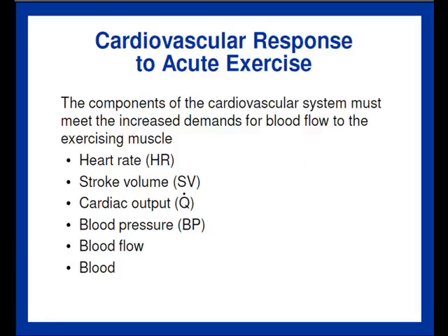Obviously, in terms of the cardiovascular response to acute exercise, the things that are going to change in terms of the increase in blood flow to the exercising muscle are obviously going to be heart rate, stroke volume, cardiac output, blood pressure, blood flow, etc. Okay, no surprises there.